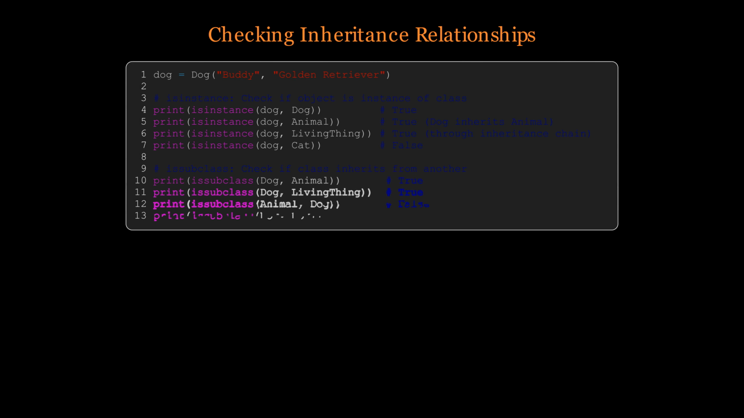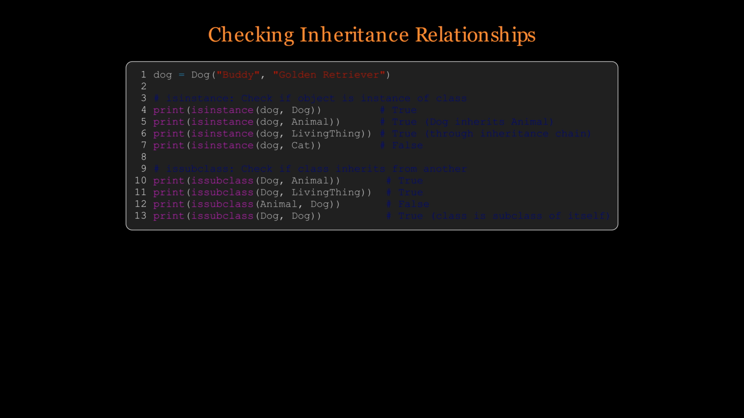Python provides functions to check inheritance relationships. IsInstance checks if an object is an instance of a class. IsSubclass checks if a class inherits from another. IsInstance checks the object against a class. Dog is an instance of dog, but also of animal and living thing through inheritance. It's not a cat. IsSubclass checks class relationships directly.